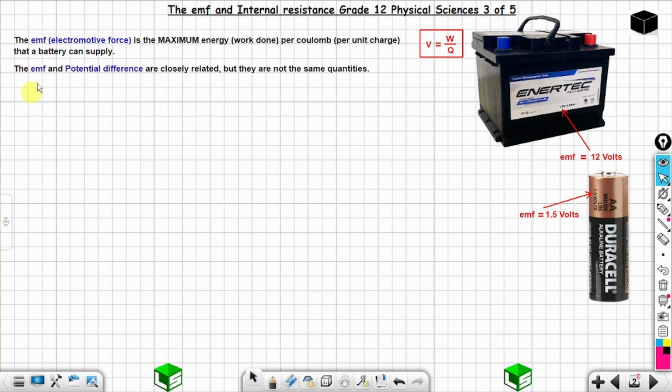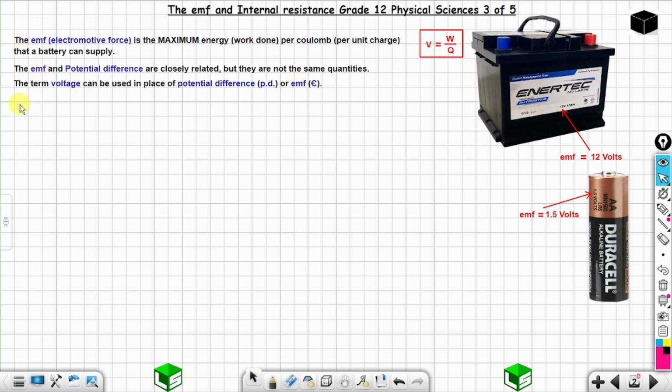Now, the EMF and potential difference are closely related, but they are not the same quantities. The EMF is the maximum potential difference. The term voltage can be used in place of potential difference or EMF. So this is a voltage, this is also a voltage, but this is a maximum voltage that a battery can supply. Okay, so you understand.